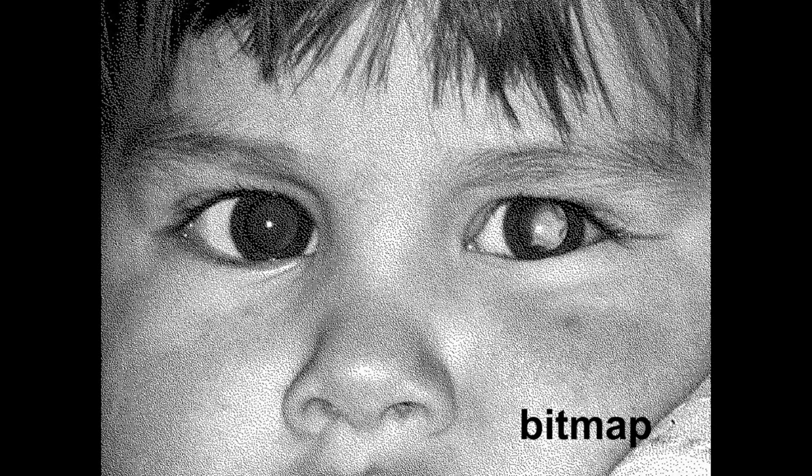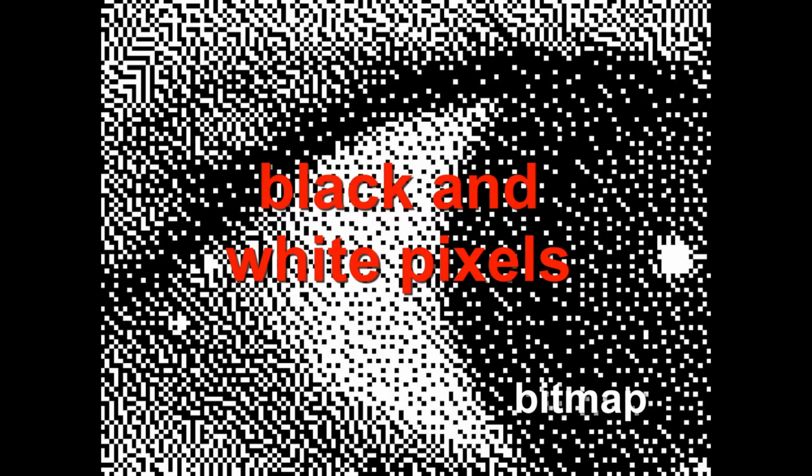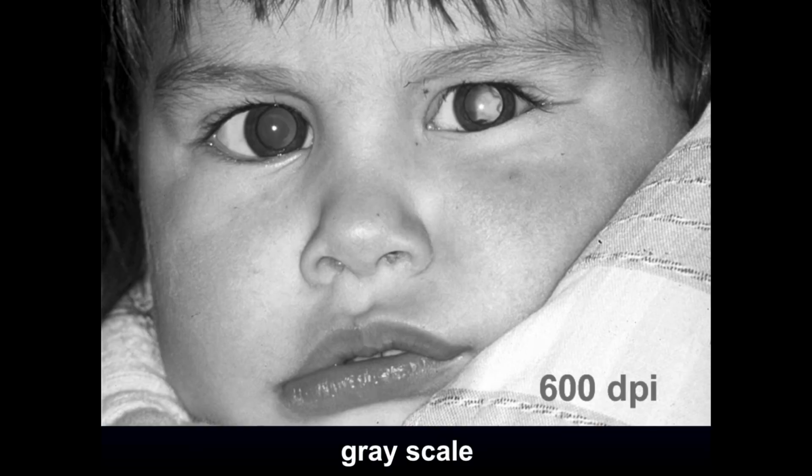When the first Macintosh computers came out in the early 80s, people were blown away by the graphics. The early images were called bitmap images, shown here in this example. Bitmap images were composed entirely of black and white pixels. Grayscale was a subsequent advance in computer imaging.